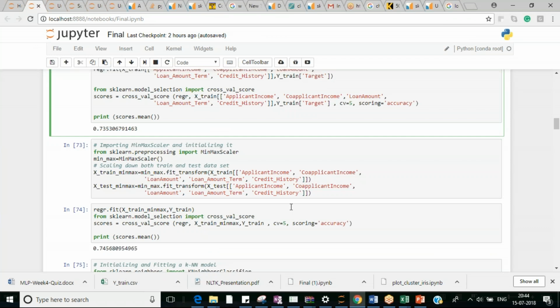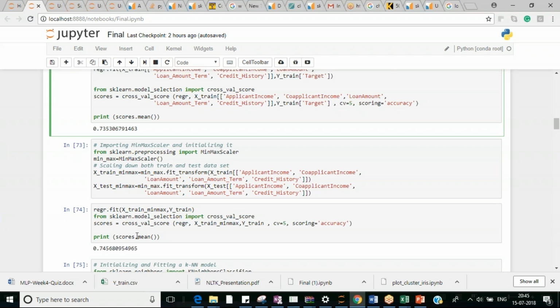On which data can you do a min-max scaler? Continuous variables, right? You cannot do min-max scaling on a categorical variable. So if I do min-max scaling on credit history, it will not change anything. But it will change applicant income, co-applicant income, and loan amount term. Now you see how your score has changed. Are you following it?